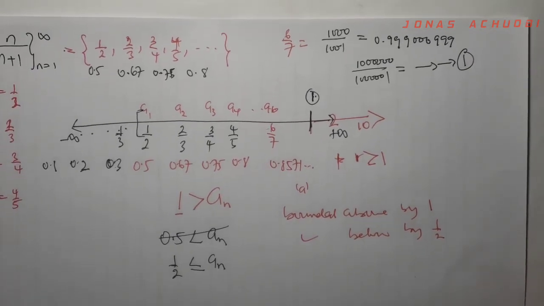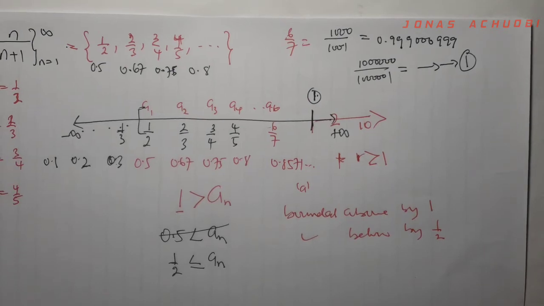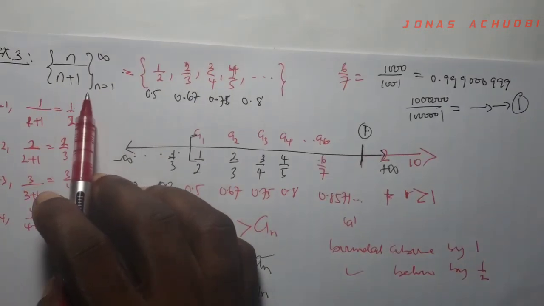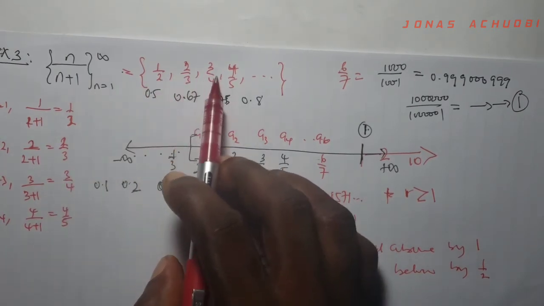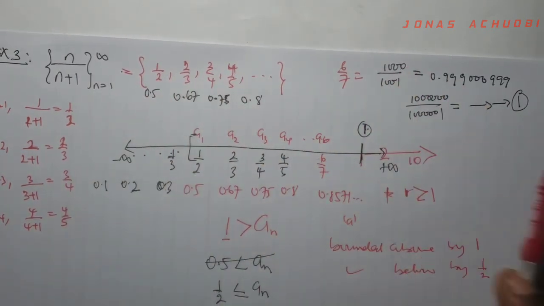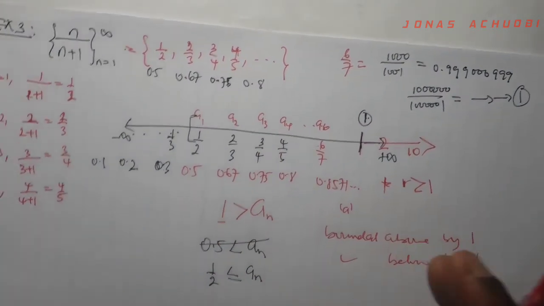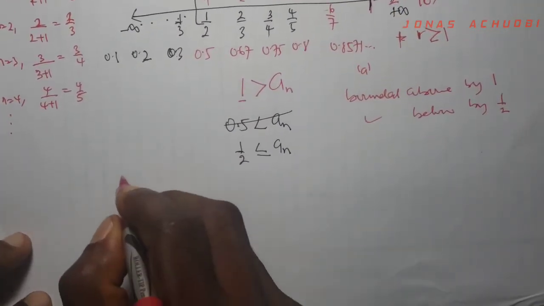Since the sequence is bounded above by 1 and bounded below by 1 over 2, it is now safe to say that our sequence is a bounded sequence. So the sequence n over n plus 1, with the terms half, 2/3, 3/4, 4 over 5, and so on, is a bounded sequence, since the sequence has an upper bound as well as what? A lower bound. So how do you write it?